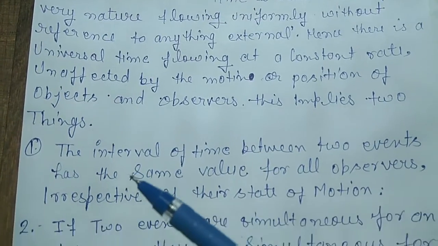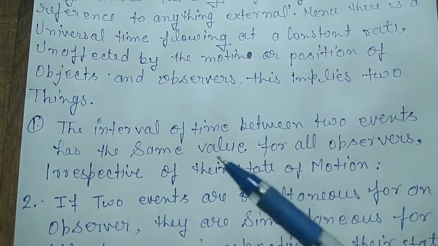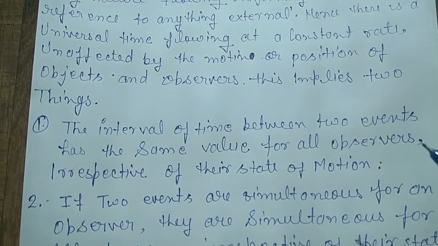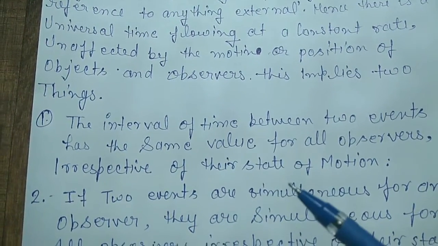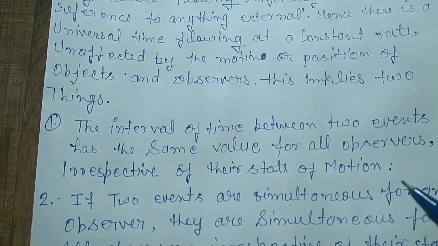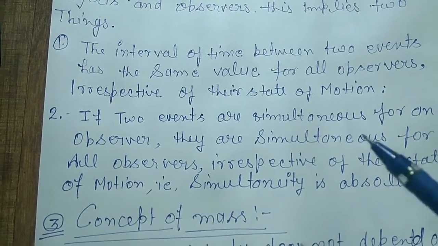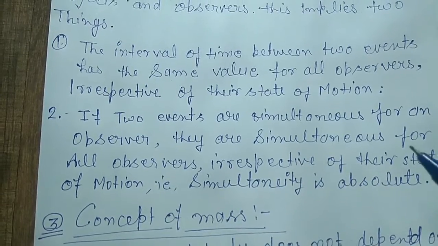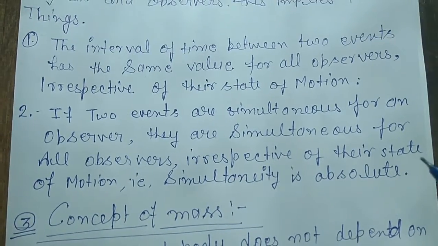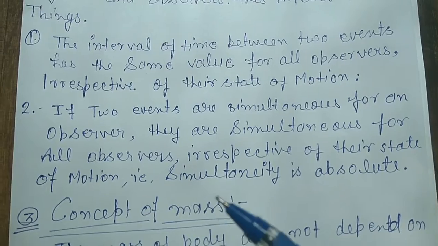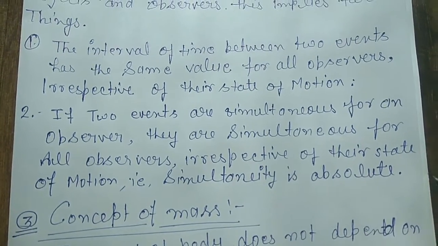Number 1, the interval of time between two events has the same value for all observers irrespective of their state of motion. Number 2, if two events are simultaneous for an observer, they are simultaneous for all observers irrespective of their state of motion. That is, simultaneity is absolute.